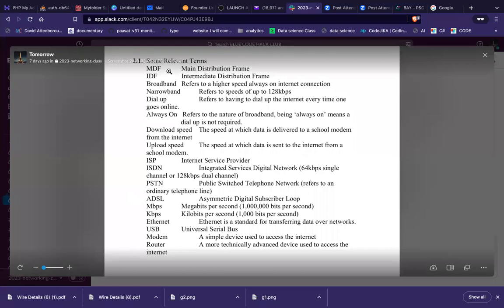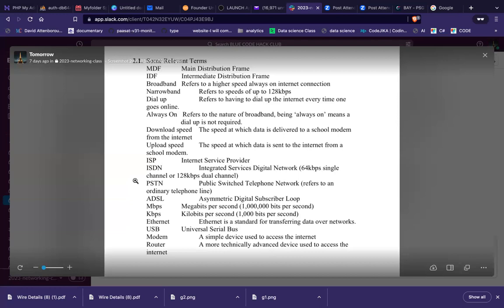What is MDF, IDF, broadband, narrowband, dial-up? That's when we say someone goes online or is always online. Download speed, upload speed, ISP, ISDN, PSTN, ADSL, Mbps, Kbps, Ethernet, USB, modem, router. So please take note of these terms. You'll be using them a lot.